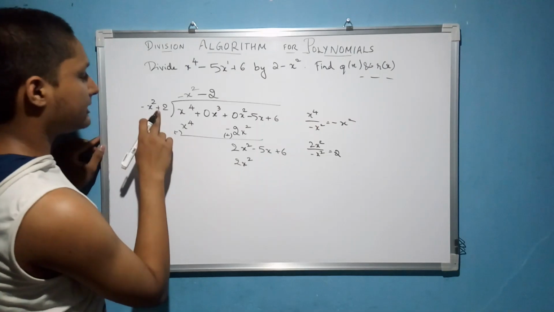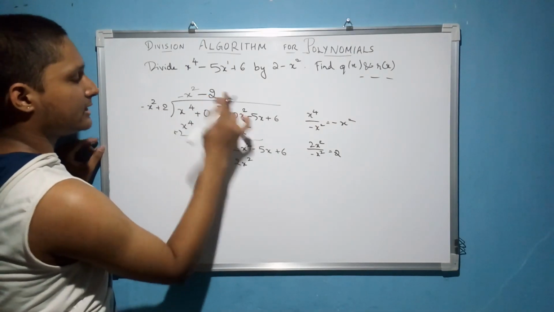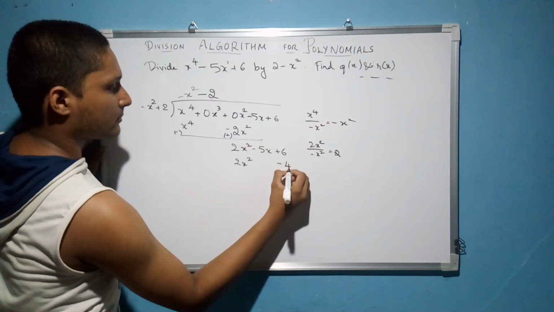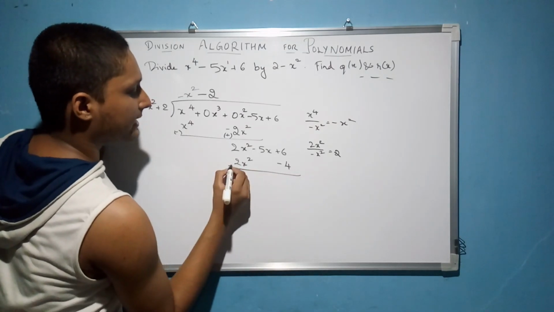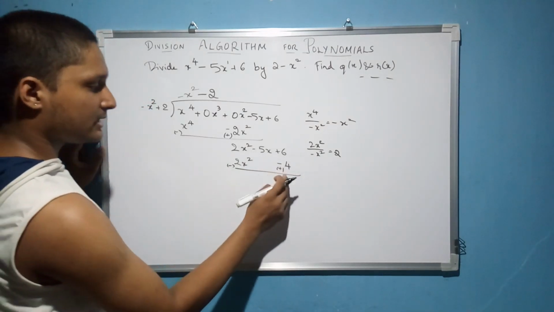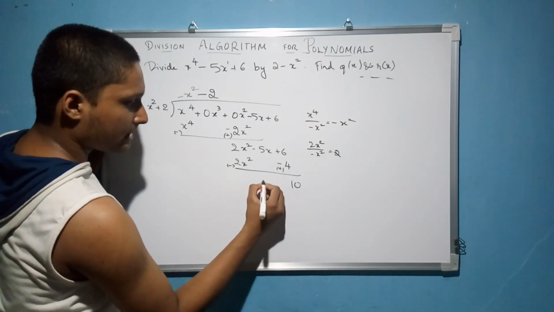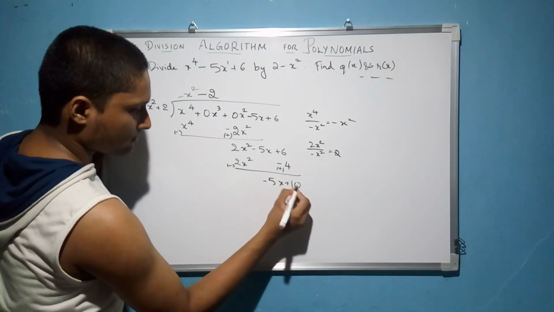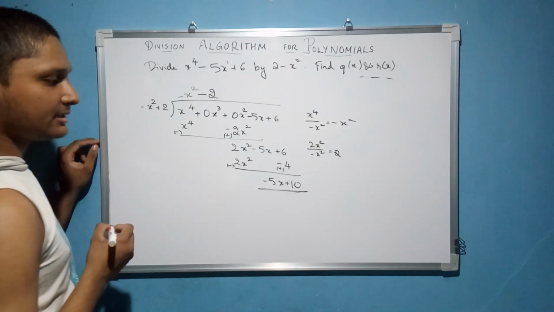2x square. Later you have 2 and minus 2. That is minus 4. So I need to subtract, that is change the sign and then add. So 6 plus 4 comes to be 10 minus 5x as it is. So this is the remainder that you're going to get here.